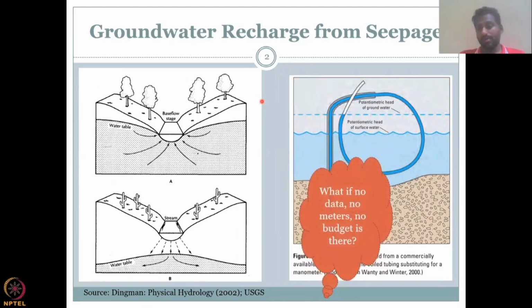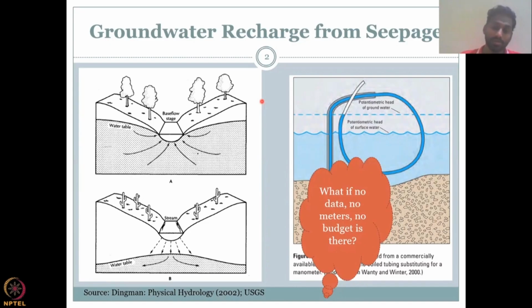However, now here comes the tricky part. What if no data is there? No meters, no money for meters, no time, and no budget, which is money put on the meters. If nothing is there, what happens?